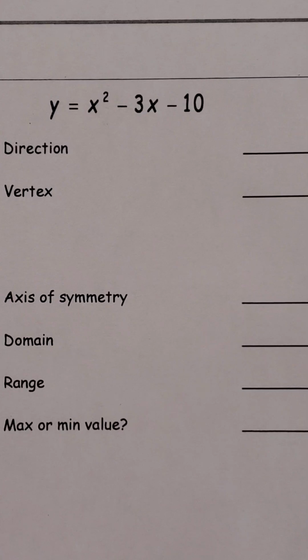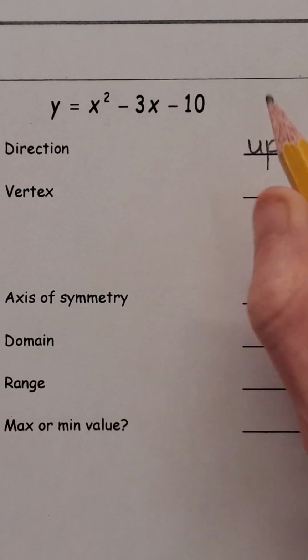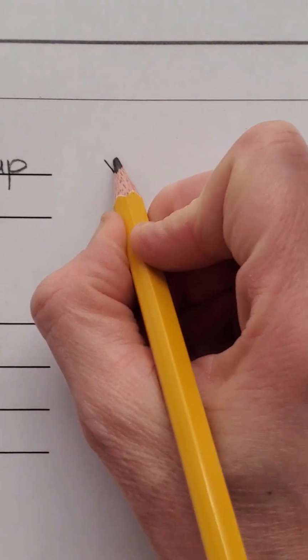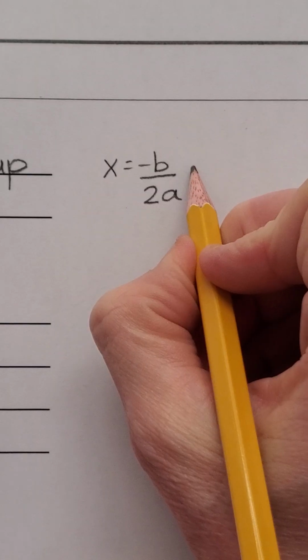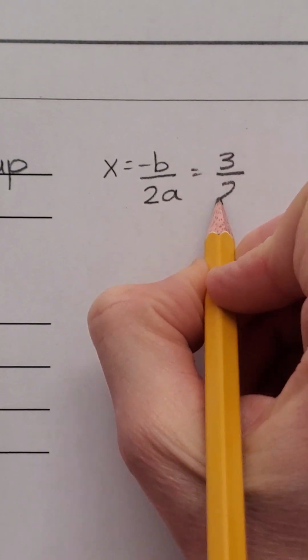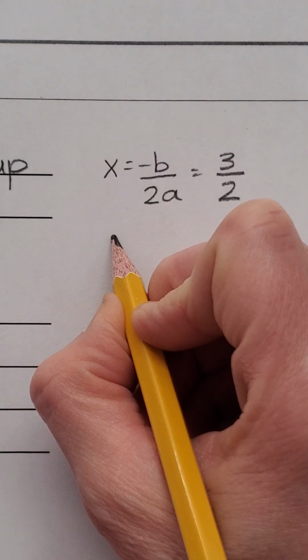This one's going to be a little bit more complicated just because its vertex will not be integers, they'll be rational numbers. So we can tell that because a is positive, it opens up. And I think what I'm going to do is I'm just going to slide this over here and do my work for the vertex over here. So x equals negative b over 2a, which is negative negative 3 over 2. So that's our x coordinate of the vertex.